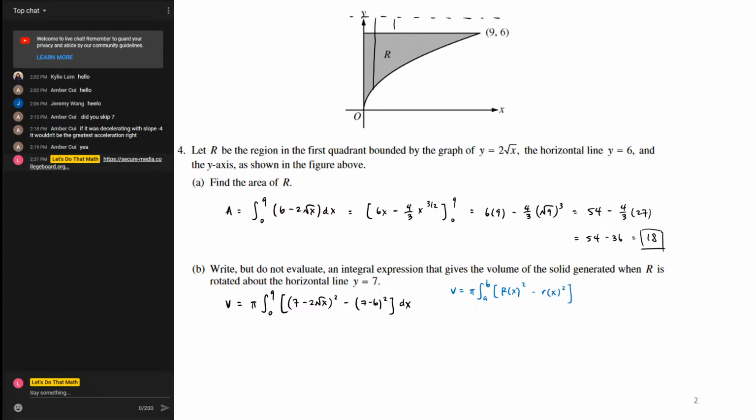Where you have the big radius squared minus the small radius squared, dx. So then how do we integrate this? Actually, it doesn't even ask us to, right? It's just do not evaluate. So all we have to do is just write it. So this whole thing is going to be our answer.